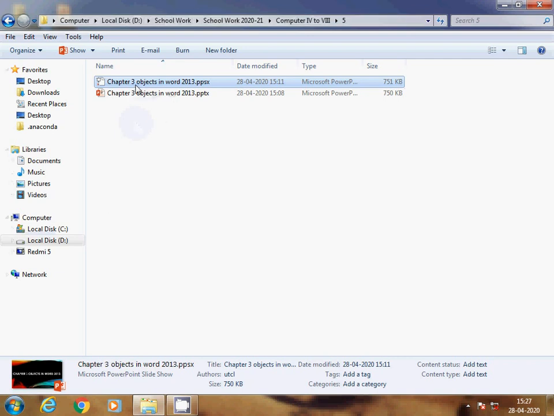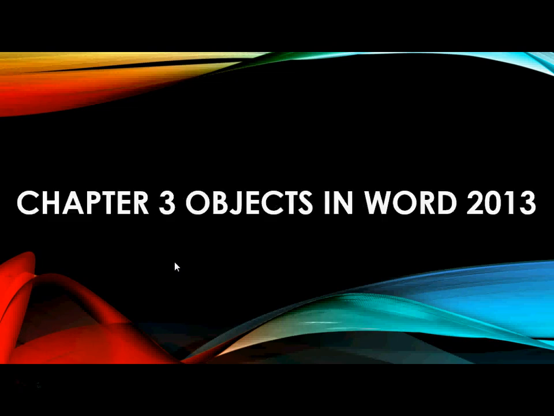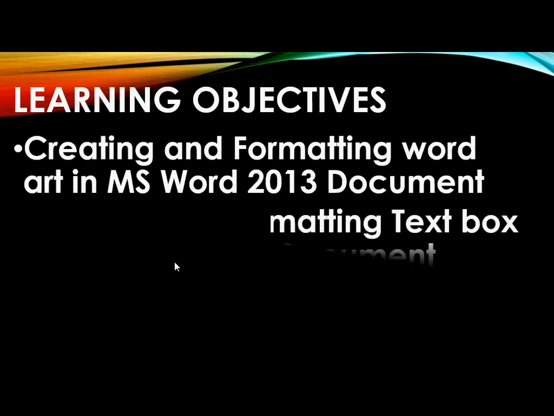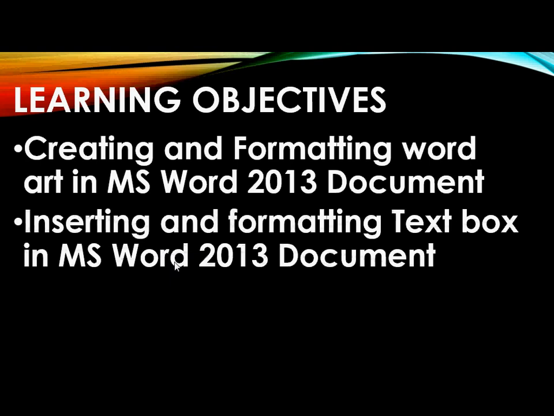The name is Objects in Word 2013. So in this chapter you will learn about WordArt and text box today. So the learning objectives are creating and formatting WordArt in MS Word 2013 document, then inserting and formatting text box in MS Word 2013 document. So let me first talk about WordArt.